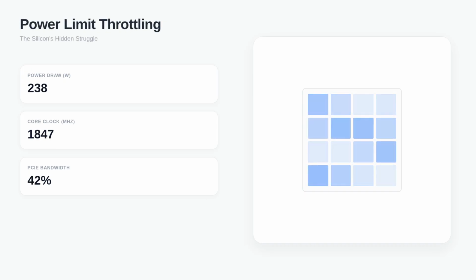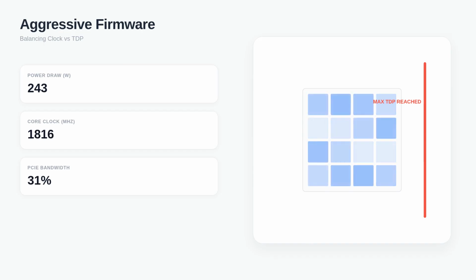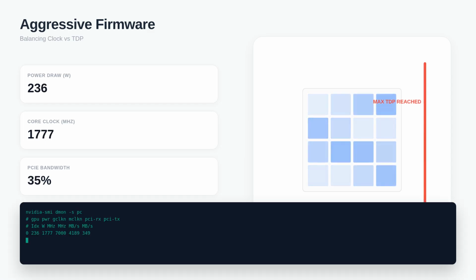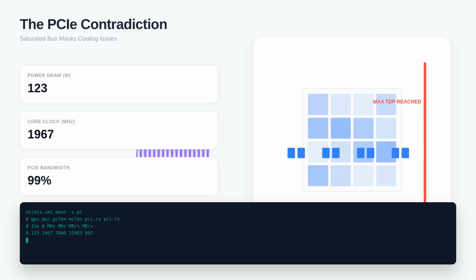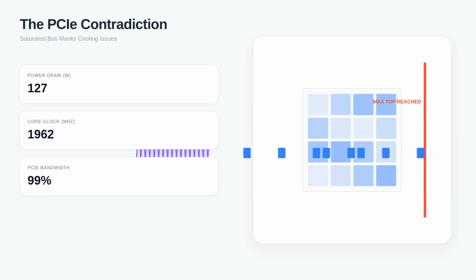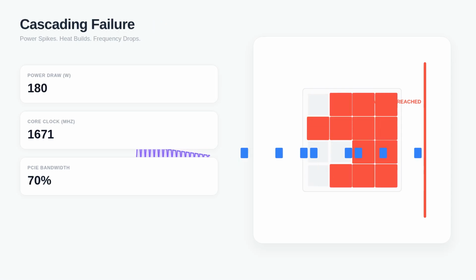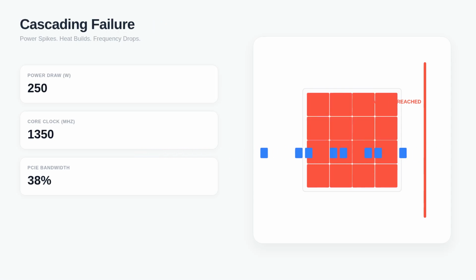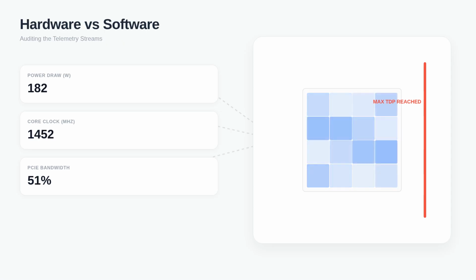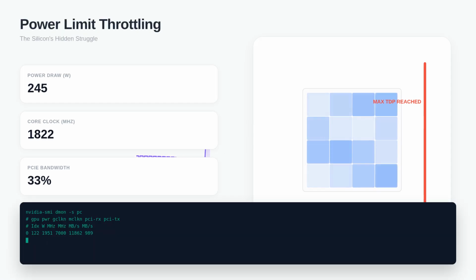Let's go deeper into the telemetry. Beyond the bus, there's a hidden struggle happening inside the silicon: power limit throttling. Modern GPUs are governed by aggressive firmware that balances clock speed against a strict TDP, thermal design power. Even if your temperatures look okay at 60 degrees Celsius, the GPU might be throttling because it's hitting its maximum allowed wattage. Using tools like nvidia-smi with the dmon flag, we can see the power and the clocks columns in real time. If you see the clock frequency fluctuating wildly while the power draw stays flat at the limit, you've hit a power wall.